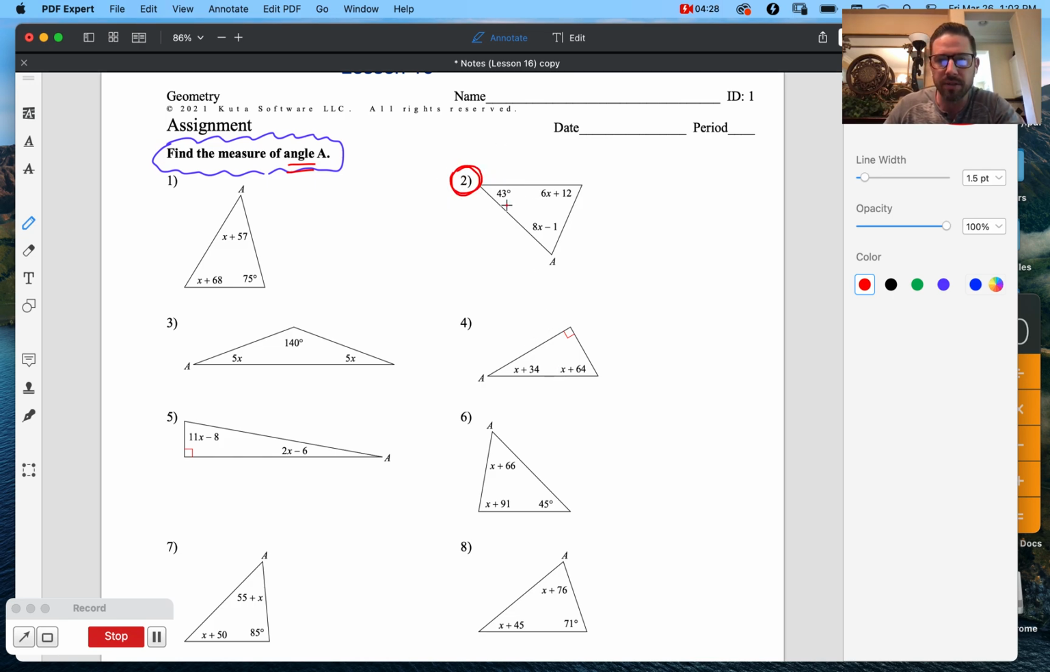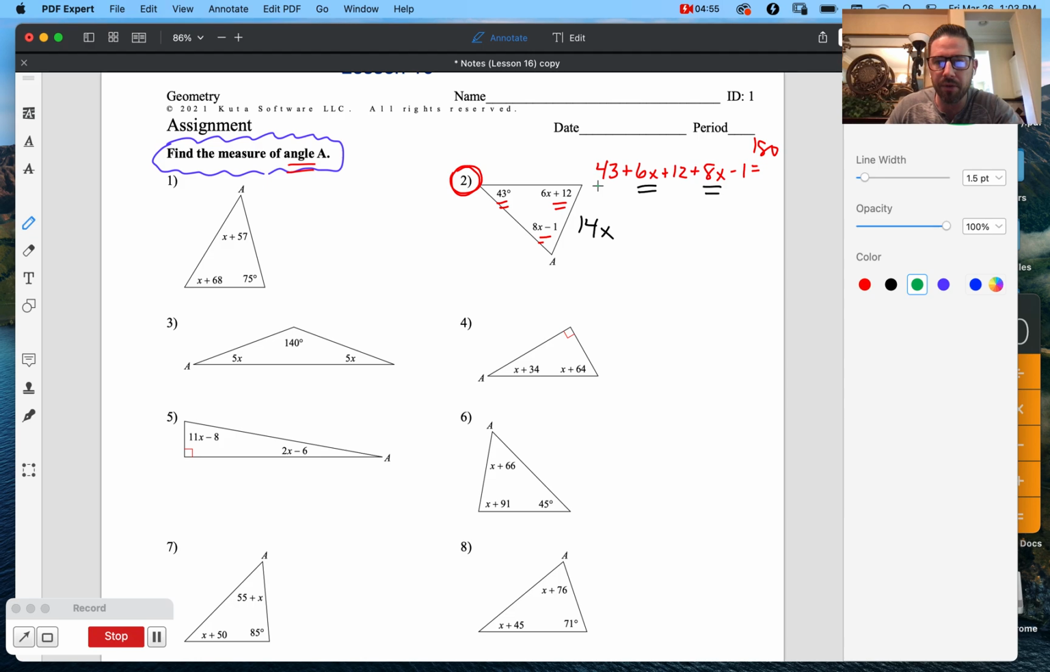Okay, same concept. We add them all up and we set them equal to 180. So we've got 43 plus 6x plus 12 plus 8x minus 1 equals 180. We have to combine like terms. I have a 6x and an 8x, so that looks like I've got 14x.